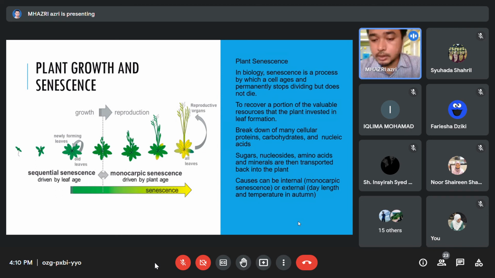The senescence in plants can be caused by internal factors, monocarpic senescence, or external factors. Okay, what is monocarpic senescence?